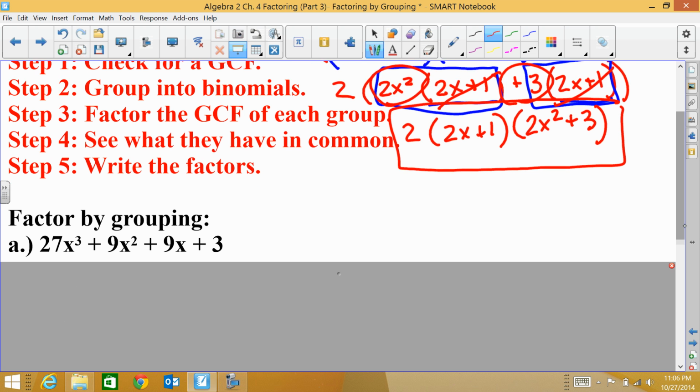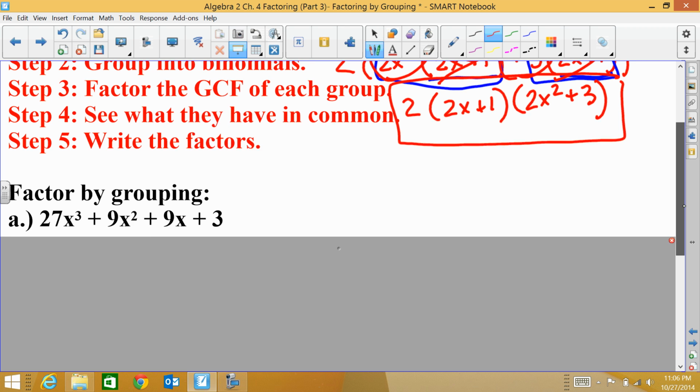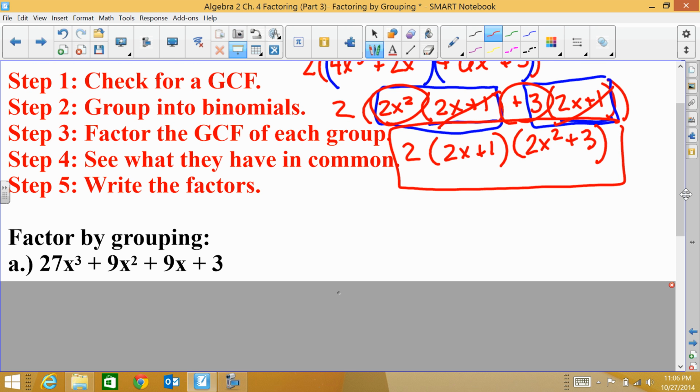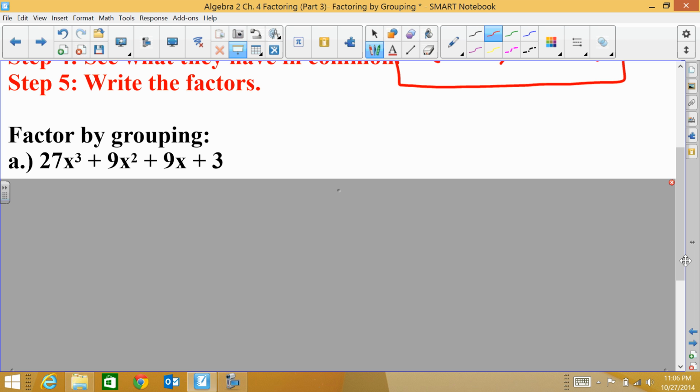Alright, so we are going to factor by grouping. If you go back and look at your steps, the first step, always and every single time that you're factoring, is to check for a greatest common factor. So if I look at my terms, what would be my greatest common factor? Well, all of these numbers can be divided by 3. But this last one does not have a variable, so I cannot take out an x. But I can go ahead and take out a 3 from each one.